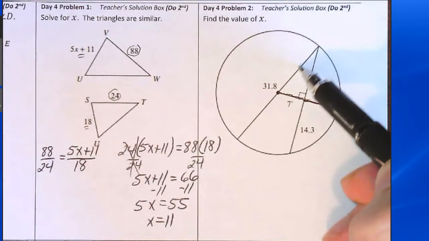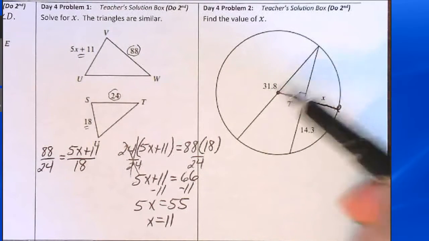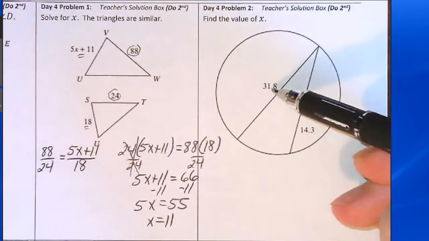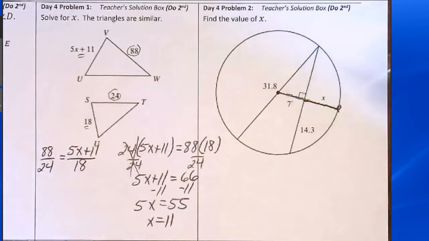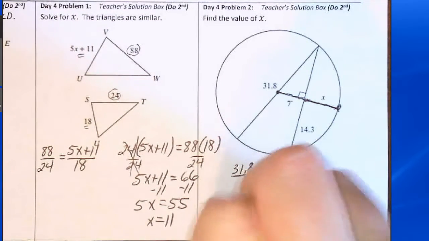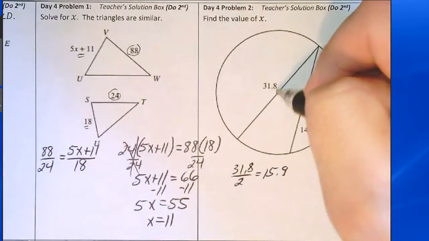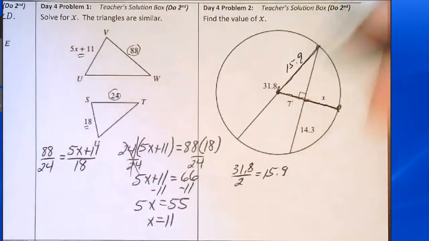This segment going all the way across the circle through the center is called a diameter, and it is 31.8. The radius of a circle is half the diameter. So if we divide 31.8 by 2, we can find the length of the radius. 31.8 divided by 2 is 15.9. So the distance from the center out to the edge is 15.9 units.